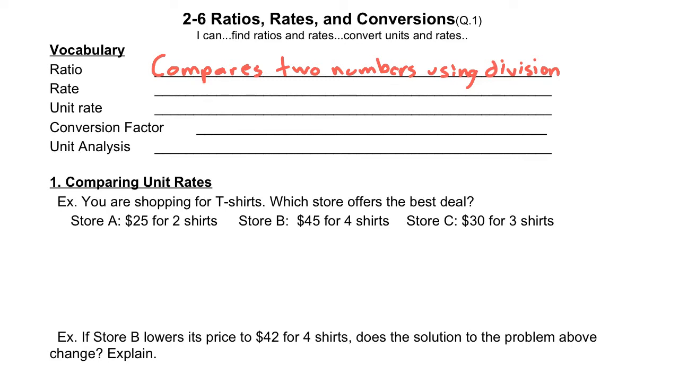Now a rate is a special type of ratio. It's a ratio that compares two quantities. Now a unit rate compares two quantities as well, but a unit rate is a rate with a denominator of 1.